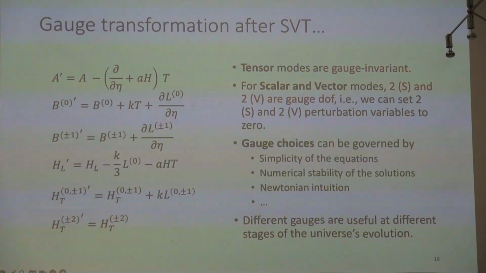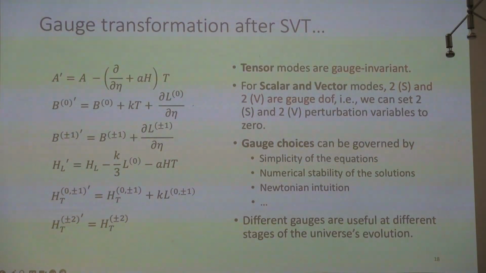Now, as with all gauge choices in all branches of physics, which one you choose is really a matter of, first of all, whether it simplifies your equations. It may be guided by whether you want to do analytical solutions, and using one particular gauge might make your analytical solutions more easily visible. Most of the time, we do numerical solutions of the equations, and so gauge choices could also be guided by whether you get better numerical stability of your solutions or not.